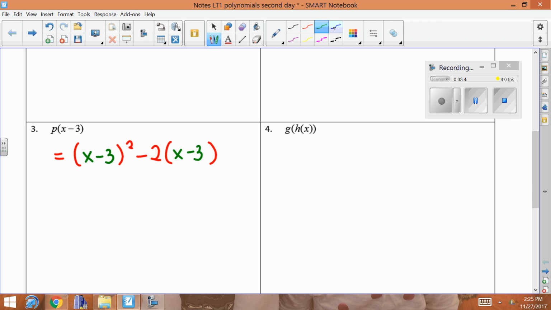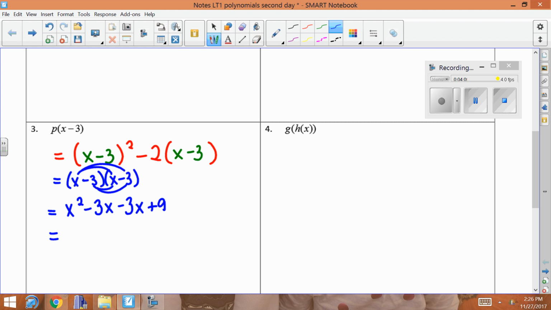Now, hopefully we remember from our first unit, when we're squaring x minus 3, that's not x squared plus 9. X minus 3 squared is x minus 3 times x minus 3. We actually have to go through and double distribute everything. So that gives us x squared minus 3x minus 3x plus 9 if I go through and double distribute there. I'm going to combine those like terms right away. We get x squared minus 6x plus 9 here.